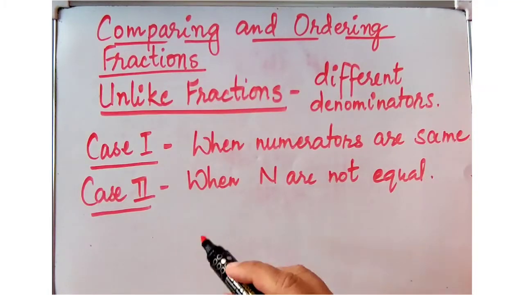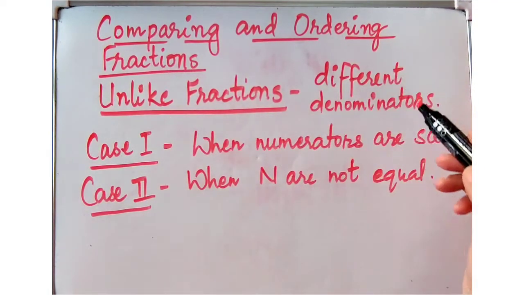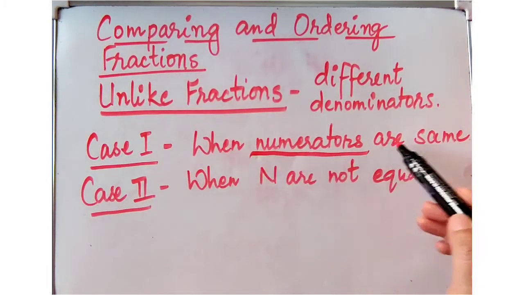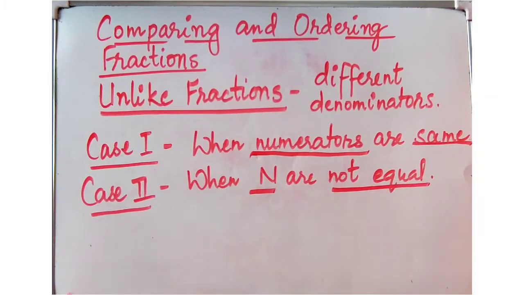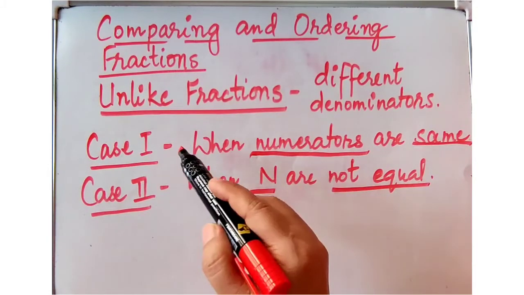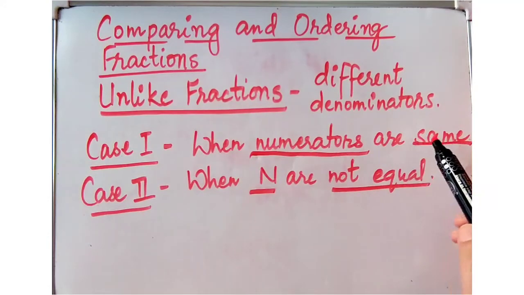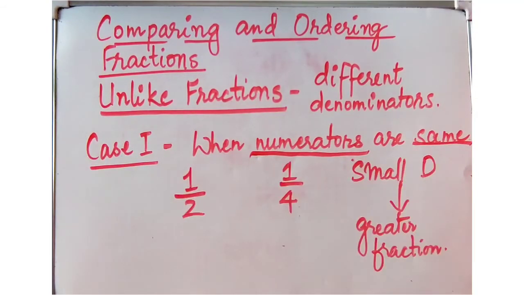Now, while comparing unlike fractions, that are fractions with different denominators, two cases arise. When the numerators are the same, and when the numerators are not the same or not equal. So first we will learn how to compare fractions when the numerators are the same. So when the numerators are the same, like in the example 1 by 2 and 1 by 4, the numerator here is 1 itself. So the rule here is that smaller the denominator, greater the fraction.